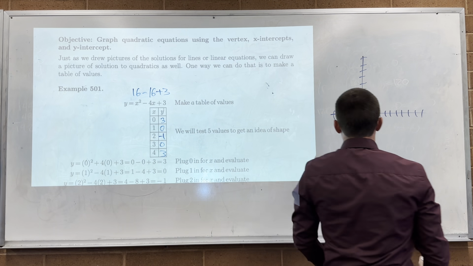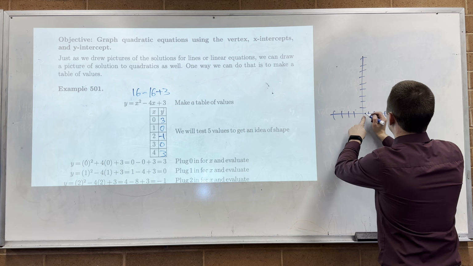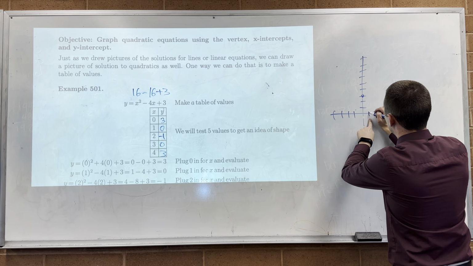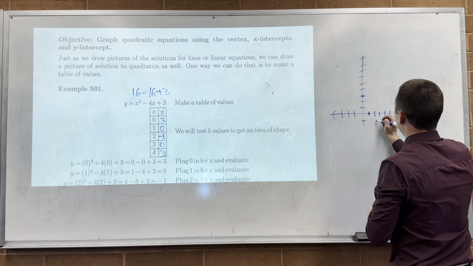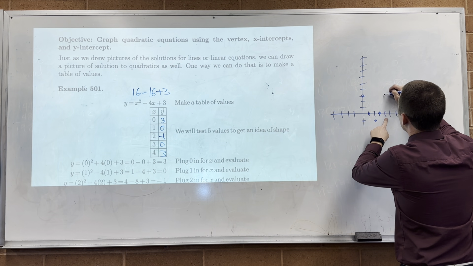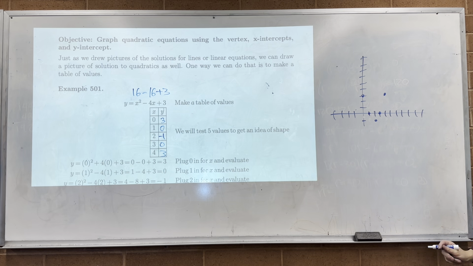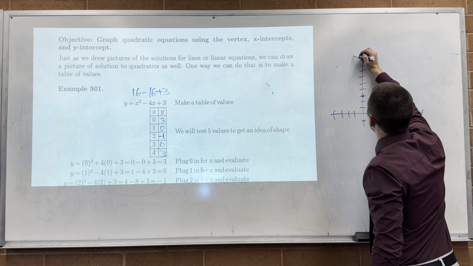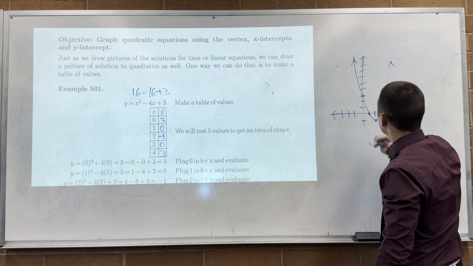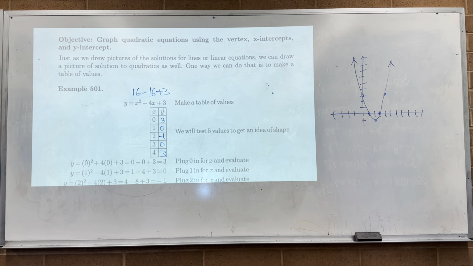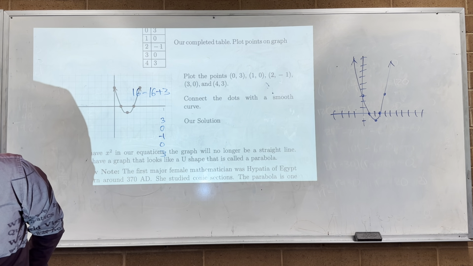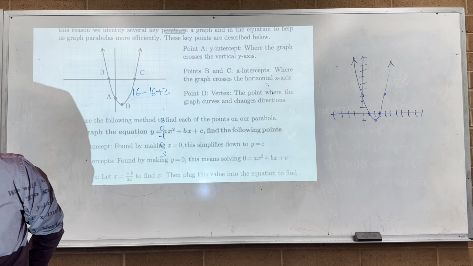And so, when x was 0, our y was 3. When x was 1, our y was 0. When x was 2, our y was negative 1. When x was 3, our y was 0. When x was 4, our y was 3 again. And you can see the shape that this is making, and it's making this parabola. Not the best picture of it, but plot enough dots that you see what's going on, and there it is. So plot the points.